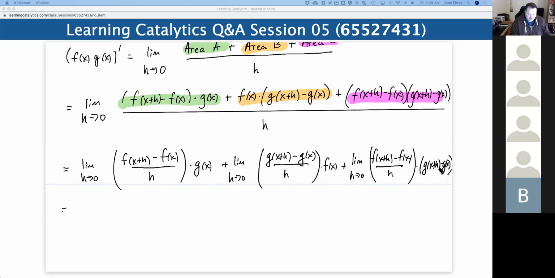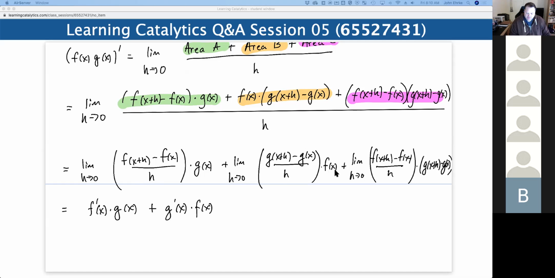But in the first piece, the limit of this thing, f of x plus h minus f of x over h, is just f prime. So this is nothing more than f prime times g of x for the limit of that first piece. And then if you look at the second piece, that is g prime. The limit of this is g prime times f.